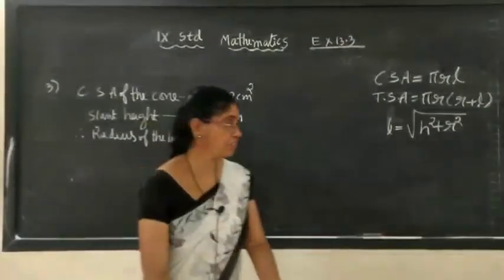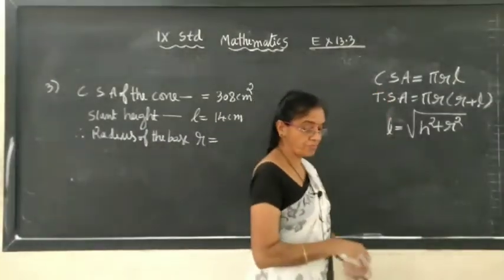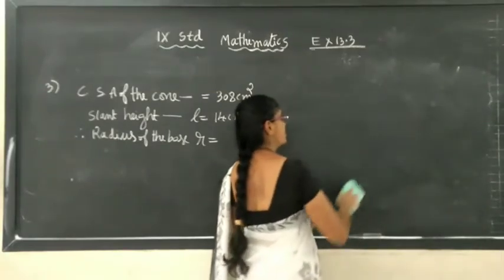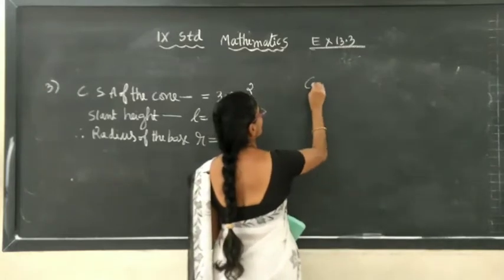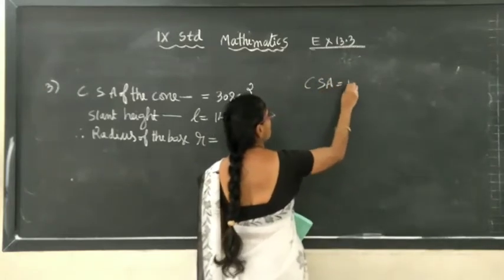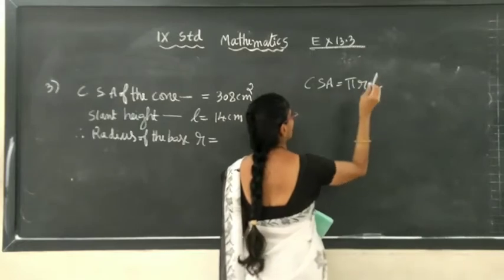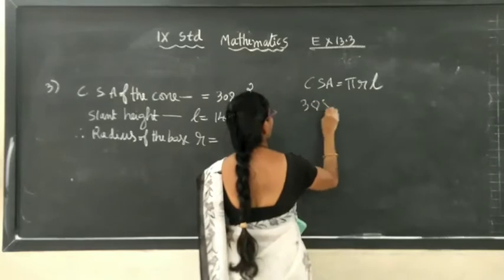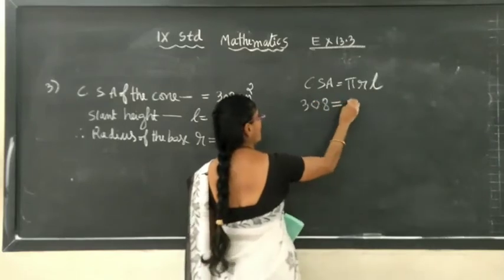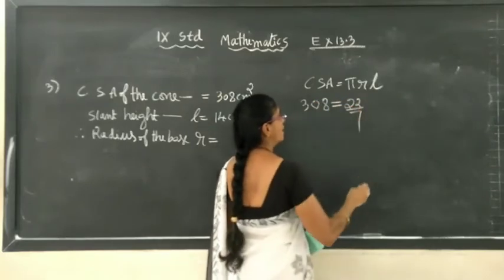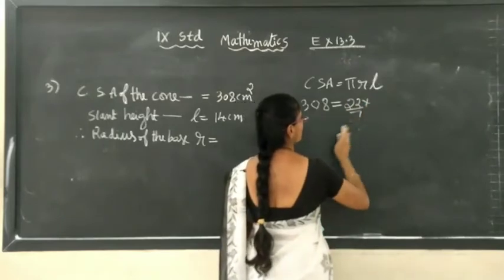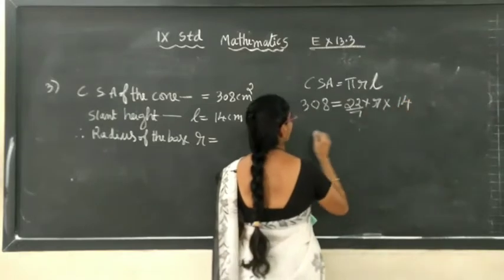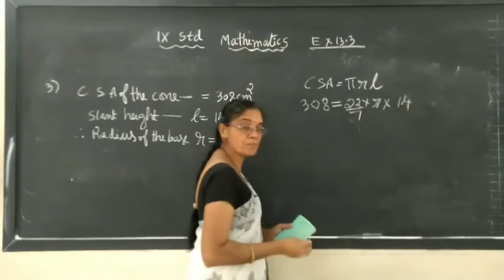So, which formula do we have to use, children? The first formula. Curved surface area is equal to pi r L. So, curved surface area is given, it is 308 centimeter square is equal to pi, I will take 22 by 7, and r value I don't know, so I will write r, and L value is known, it is 14 centimeter. Now, we will divide first, then we will simplify.